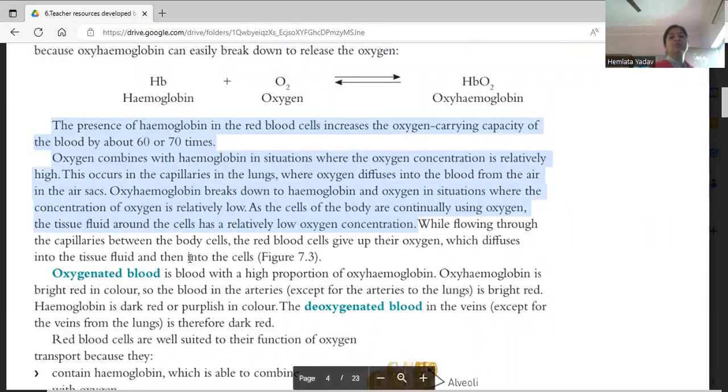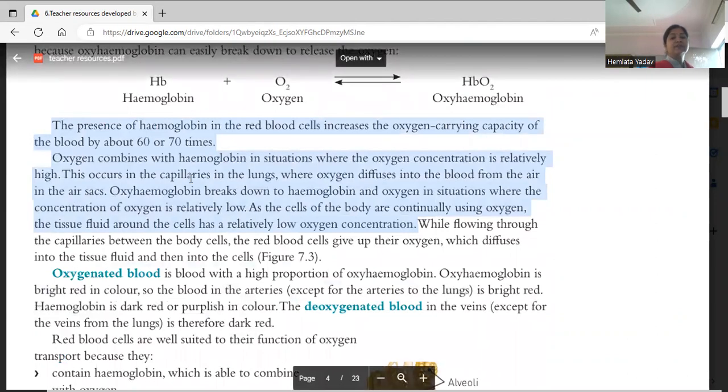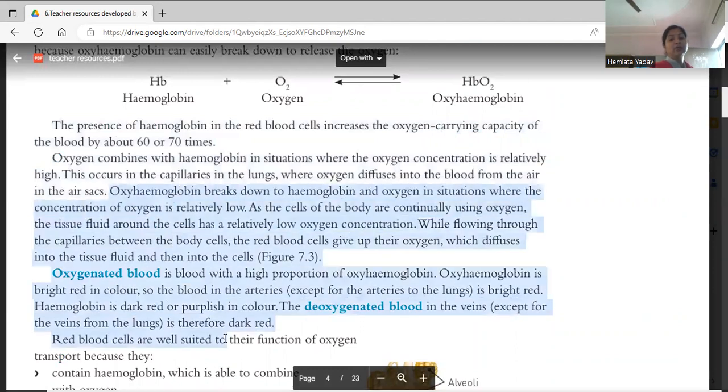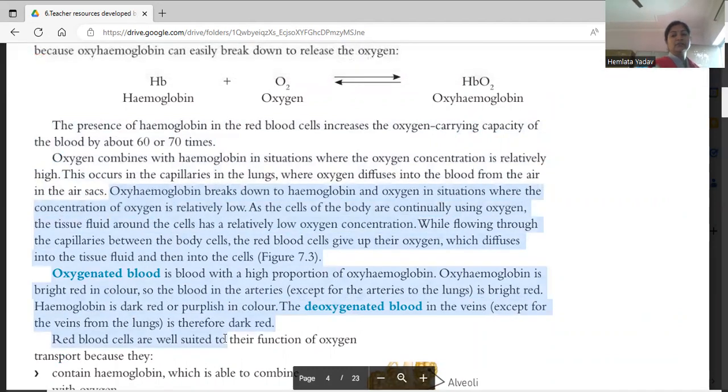Oxygen combines with hemoglobin in situations where the oxygen concentration is relatively high. This occurs in the capillaries in the lungs, where oxygen diffuses into the blood from the air in the air sac. Oxyhemoglobin breaks down to hemoglobin and oxygen in situations where the concentration is low.